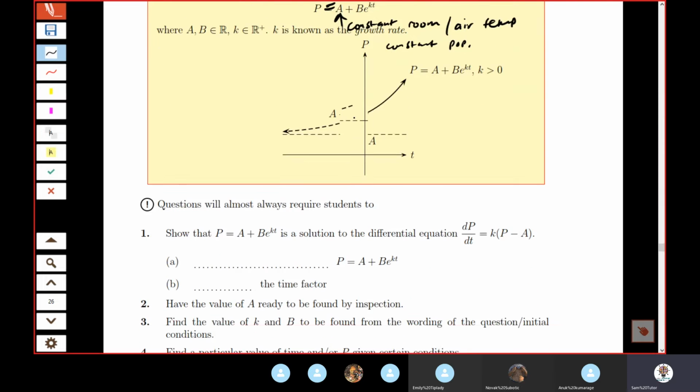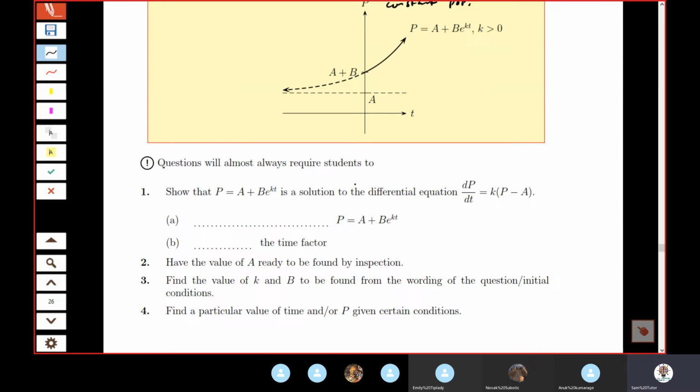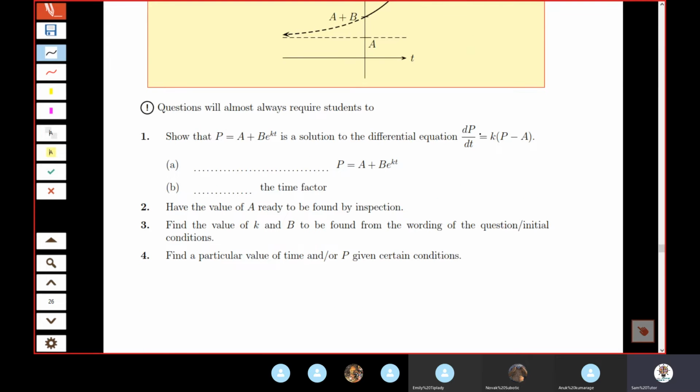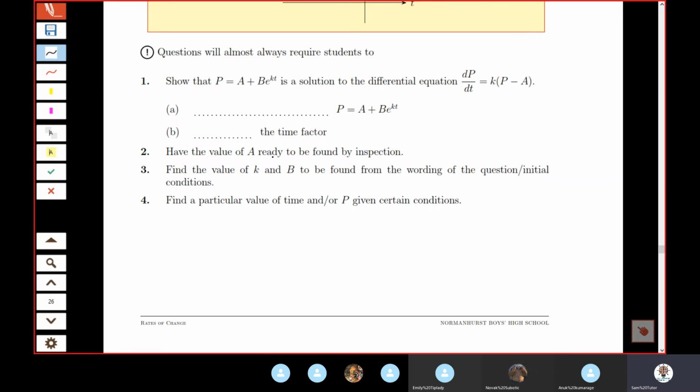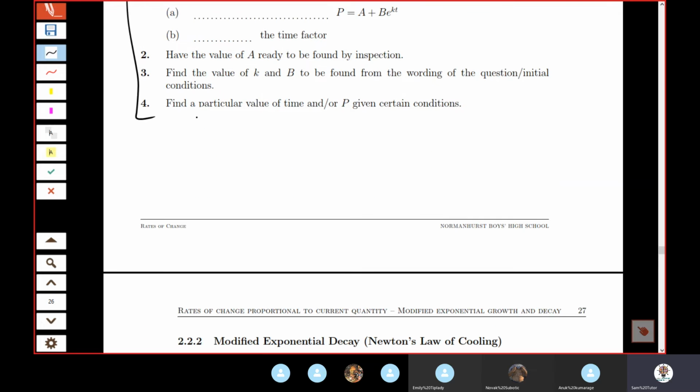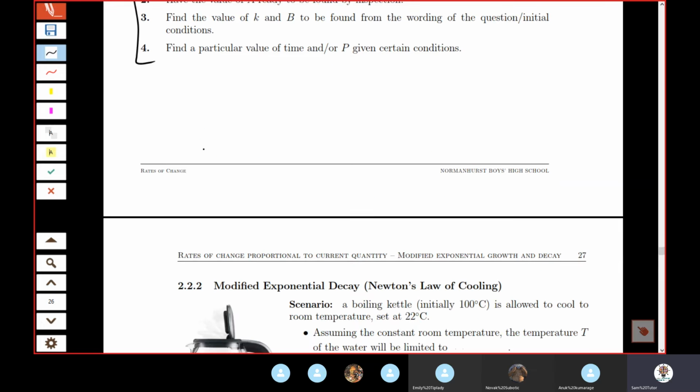There we go. Questions will almost always require students to, and I think we've said that, differentiate it, then find A, then find K, then find B, and then find the particular time. Come on, if we're teaching it like that, that means we know that's pretty much what's going to be in your exam. 1, 2, 3, 4. You don't need more, you don't need less. You just need to know the one question really well.